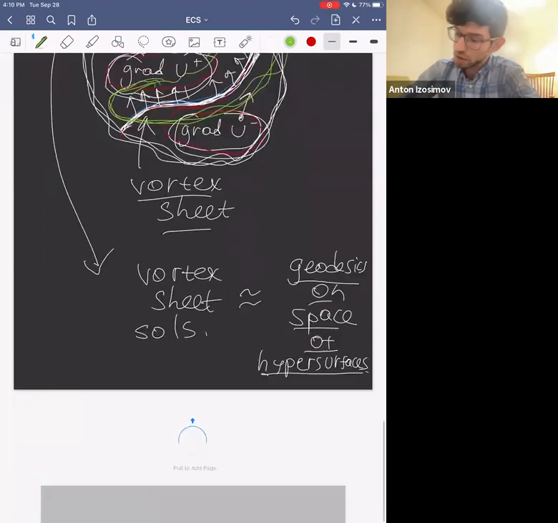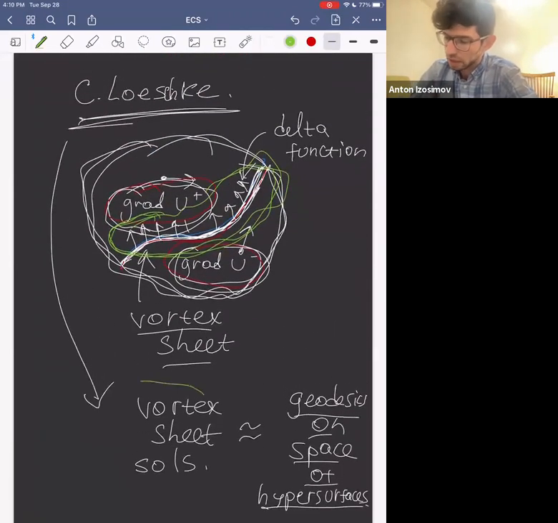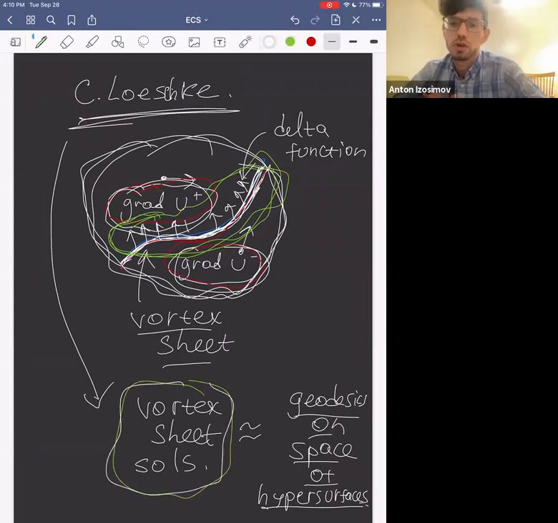And then, taking geodesics for this kind of metric, Loschke shows that this corresponds to vortex sheet solutions of the Euler equation. And of course, by vortex sheet solutions of the Euler equation, I mean weak solutions, because there is a discontinuity, so it cannot satisfy the equation in a straightforward way, but one can still make sense of what it means for a discontinuous object like this to satisfy the equation. That's called a weak solution. And Loschke shows that weak solutions of this particular kind have this geodesic description on the space of hypersurfaces.